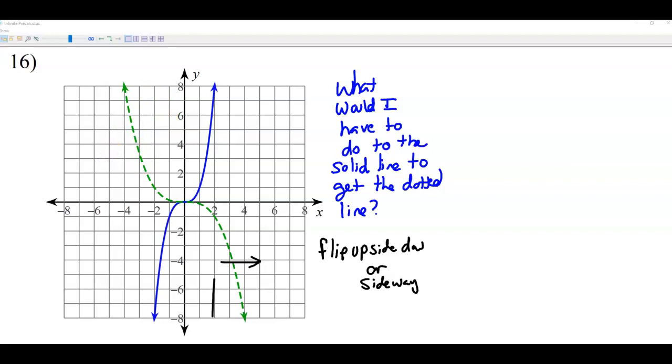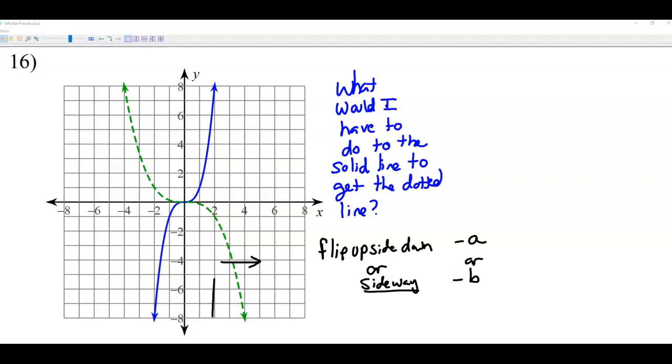But here's what we do know. We know that if it's being flipped upside down, that means it's being reflected across the x-axis, which means the A is negative. Or if it's being flipped sideways, that means that the B is negative because it's being reflected across the y-axis. So it's one of these. It's either a negative A or a negative B. It's not both, but it's one of them. That'll make it go the other direction.